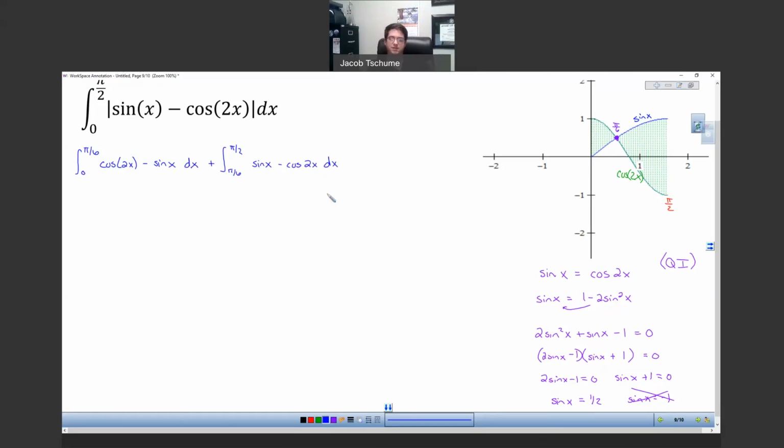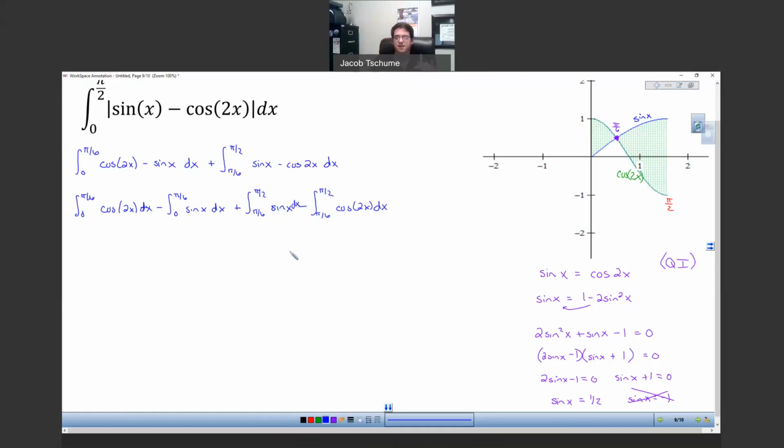Now here's where it gets fun. You're going to have to break this up into 4 different integrals because the double angle of cosine and a sine function are integrated differently, and you have to adjust them, and then you have to do it for different parameters. So I would actually rewrite this as the integral from 0 to pi over 6 of cosine 2x minus the integral from 0 to pi over 6 of sine x plus the integral from pi over 6 to pi over 2 of sine x, all right, minus the integral from pi over 6 to pi over 2 of cosine of 2x.